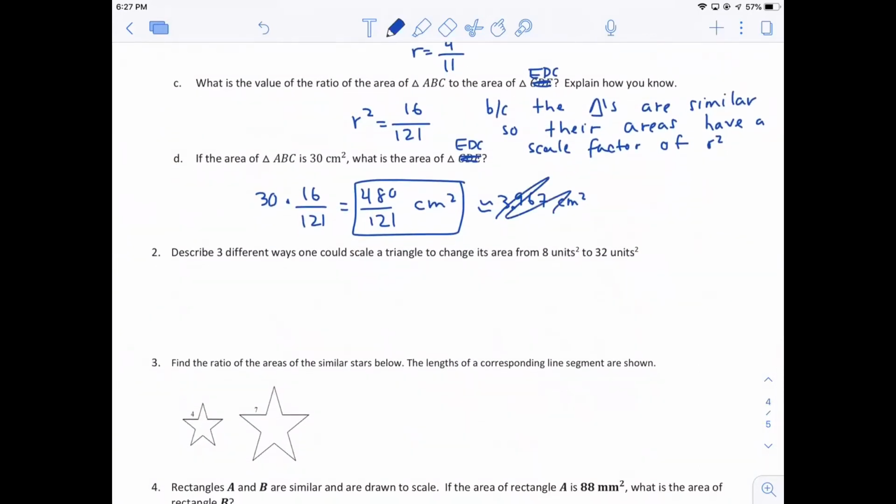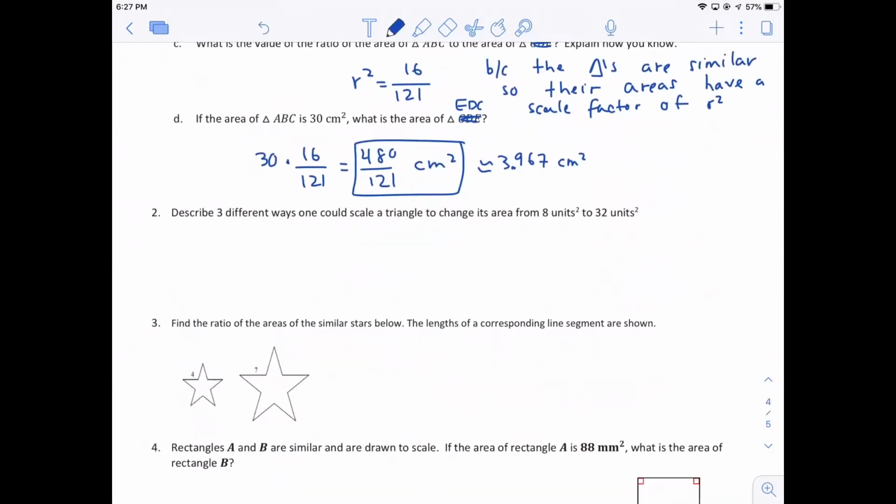But do not give me that answer. Leave your answer as that fraction. All right, number 2, describe 3 different ways one could scale a triangle to change its area from 8 units squared to 32 units squared.